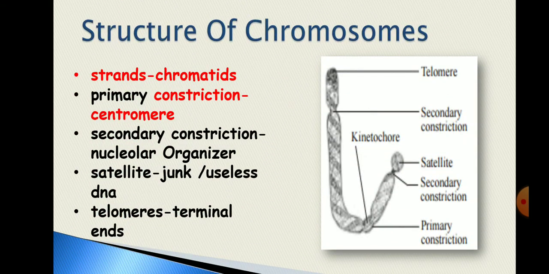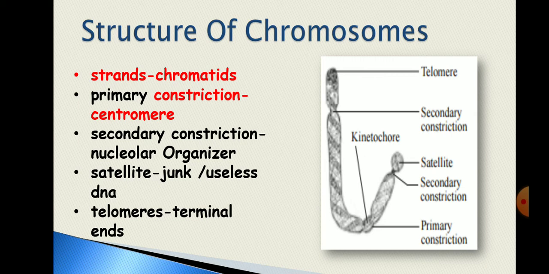Now, the structure of the chromosome. The chromosome consists of two thread-like structures termed as the chromatids. The chromatids are joined at the central point termed as the primary constriction or the centromere. The primary constriction or centromere is the area where we find spindle fibers attached during cell division.